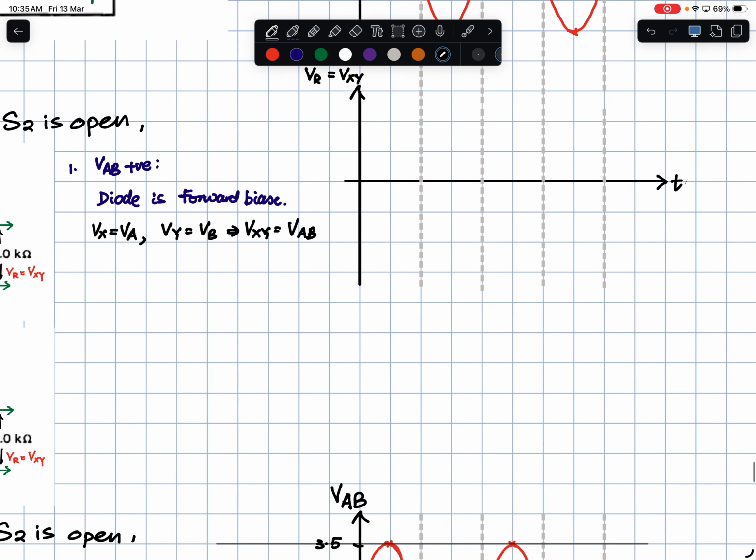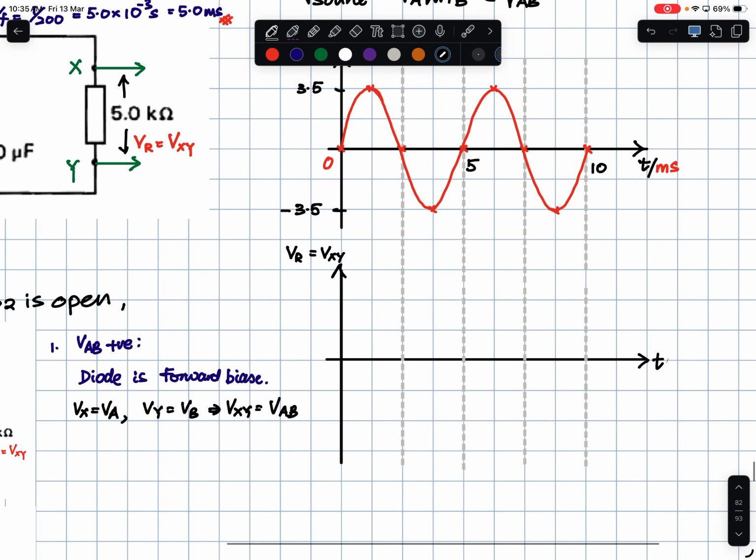So what it means for the first half of my cycle is going to follow. Okay, and I'm going to mark out my points. That's how I draw sinusoidal graphs. I need to see the peaks beforehand, and then I will draw. This is the first half of my cycle, and it repeats itself after that.